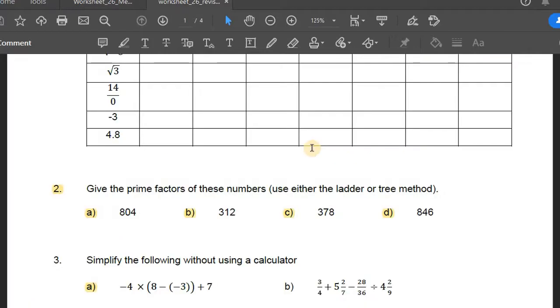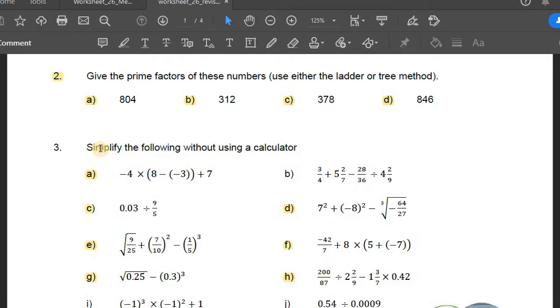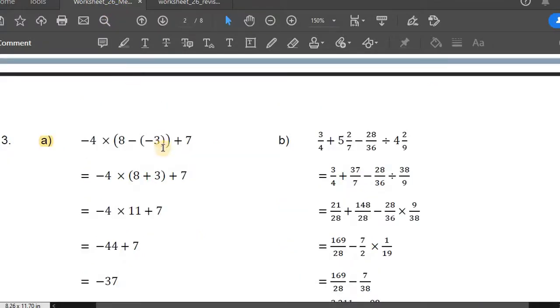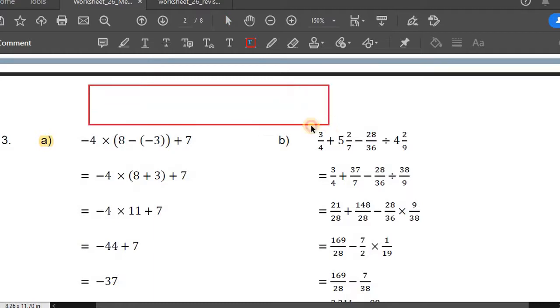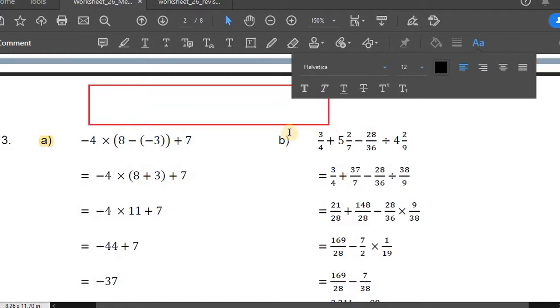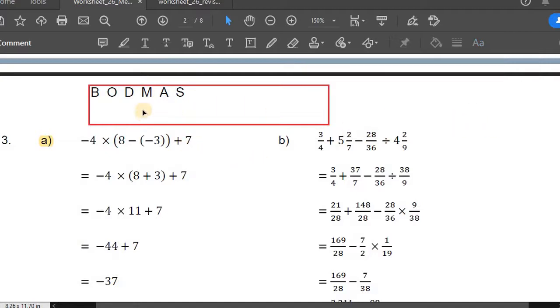Right, let's go to number 3. Let's do the question. Let's simplify, right? Simplify without using a calculator. Now many learners who handed in their assignments simplified using a calculator, right? So for this section here, we need to remember BODMAS, right? Maybe put some space. Okay, so we've got BODMAS.